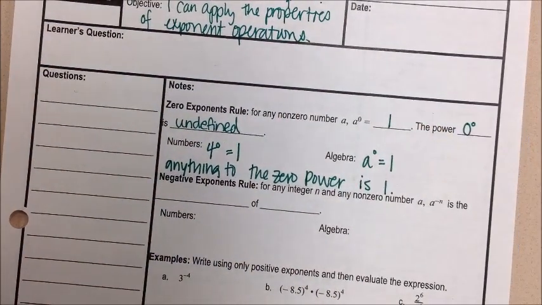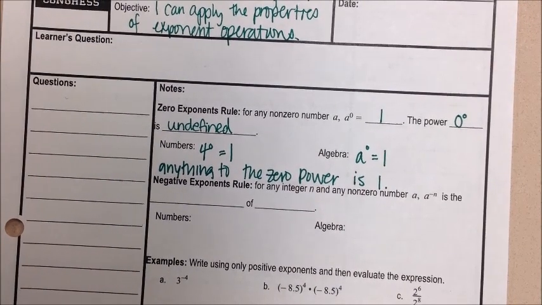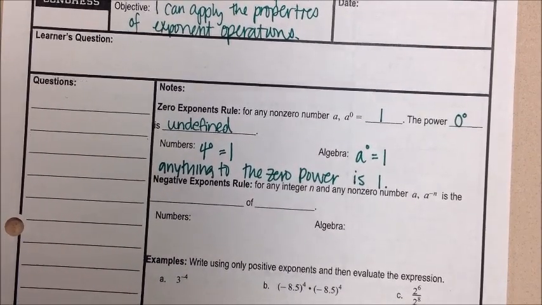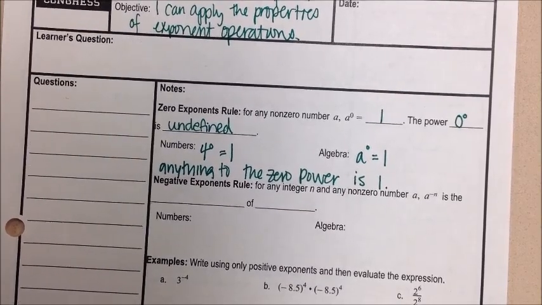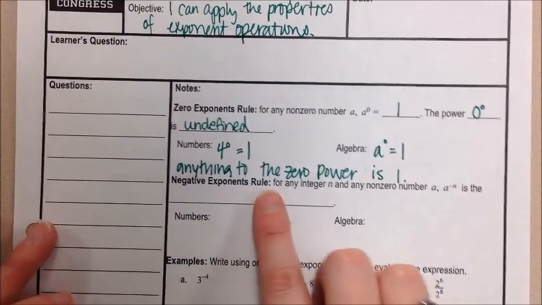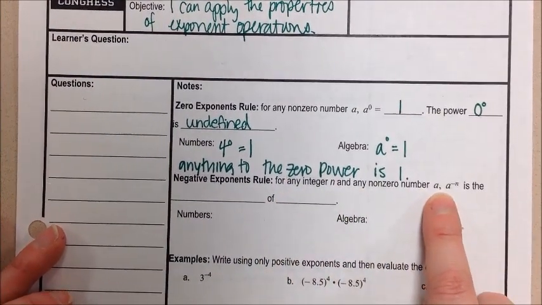That doesn't mean it's a to the 1. That means it equals 1. The number 1 takes the place of the whole thing, not just the 0, the whole thing.